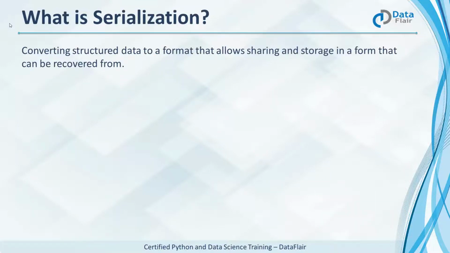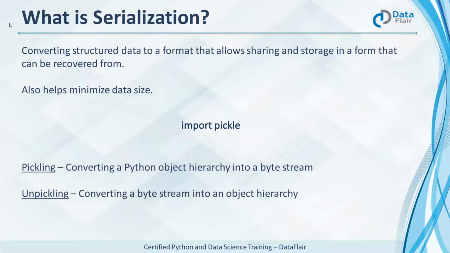Serialization is the act of converting structured data into such a format from which we can share it or store it in a form that allows recovery in the original structure. This can also help minimize the size of the data. In Python, we have the pickle module for this. It helps implement binary protocols for serializing and deserializing Python objects. We'll observe two concepts, pickling and unpickling. We'll convert object hierarchies into byte streams and byte streams into object hierarchies.